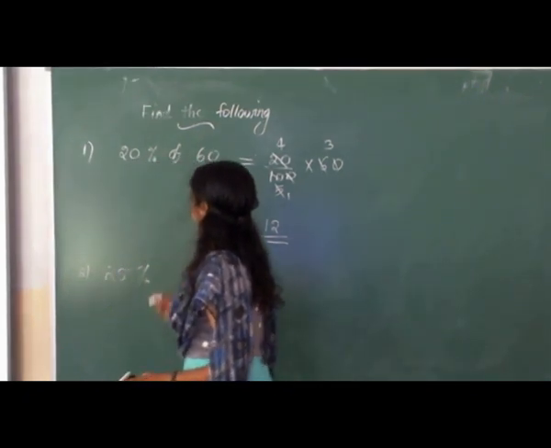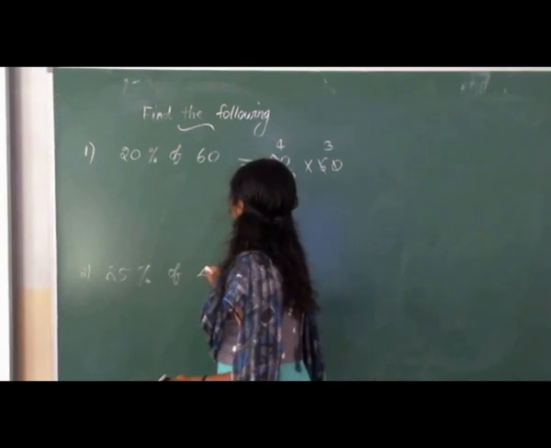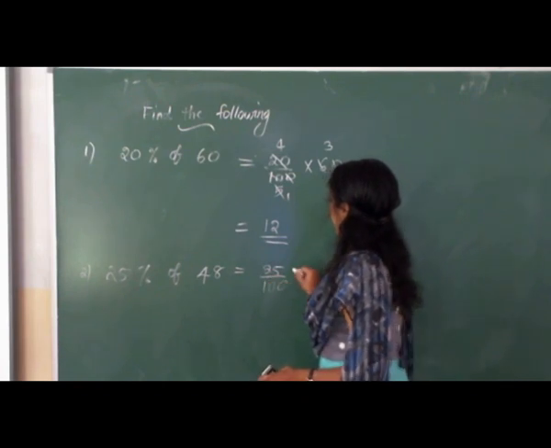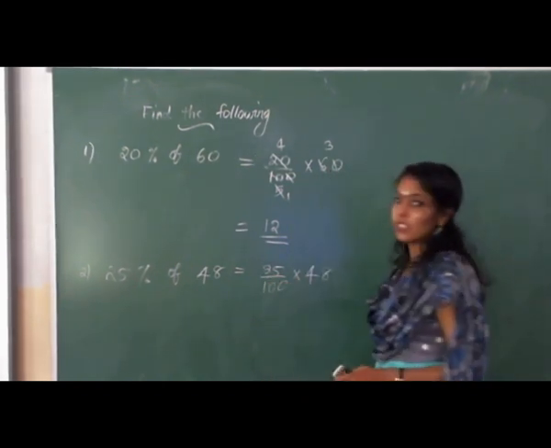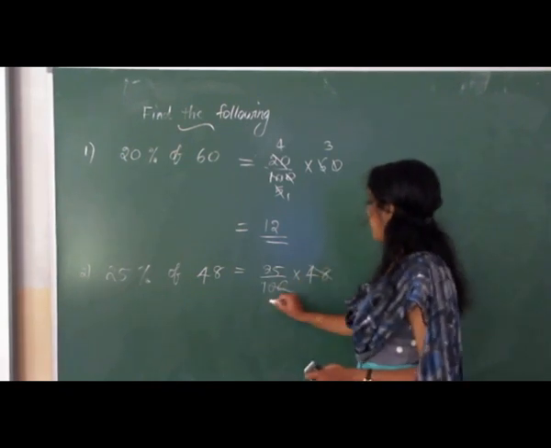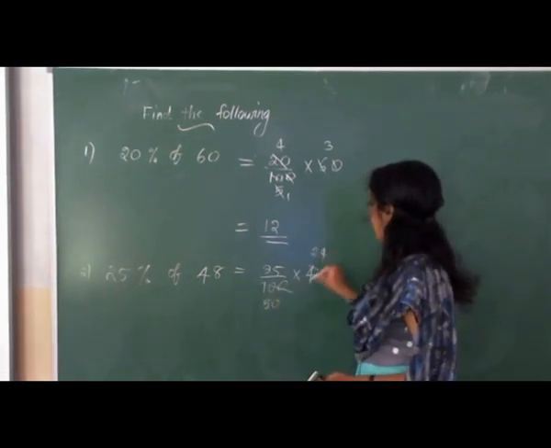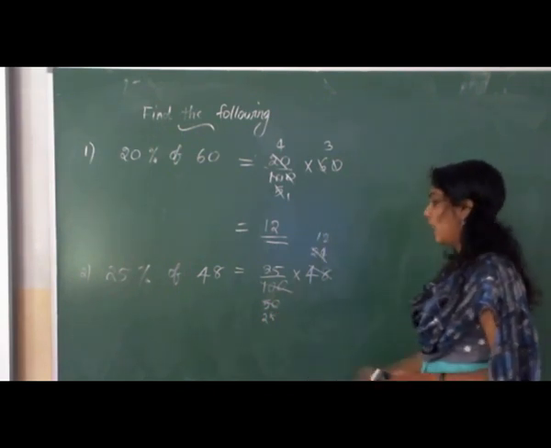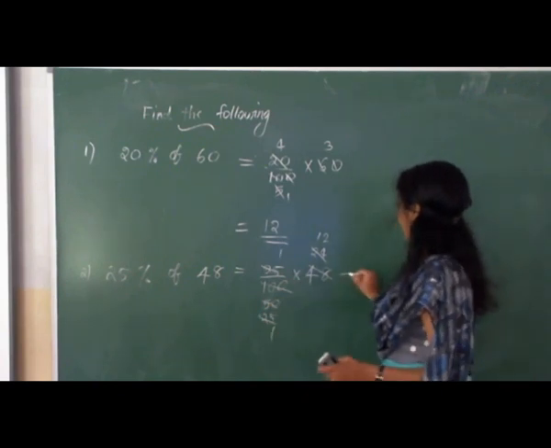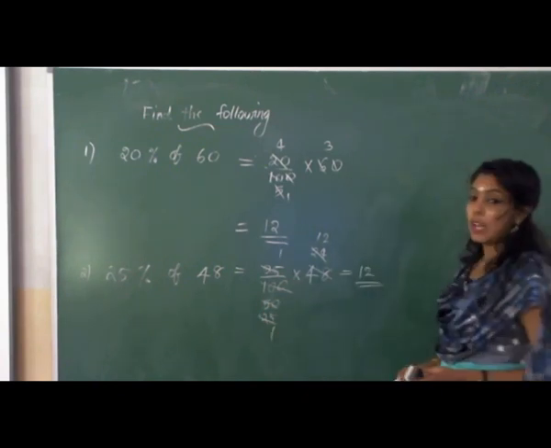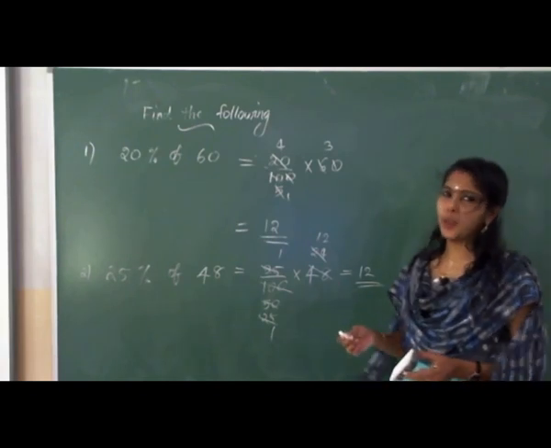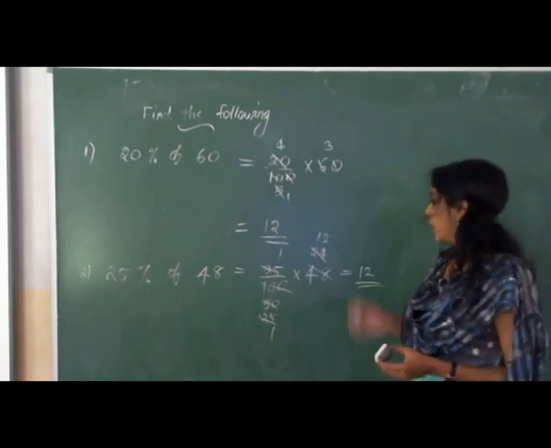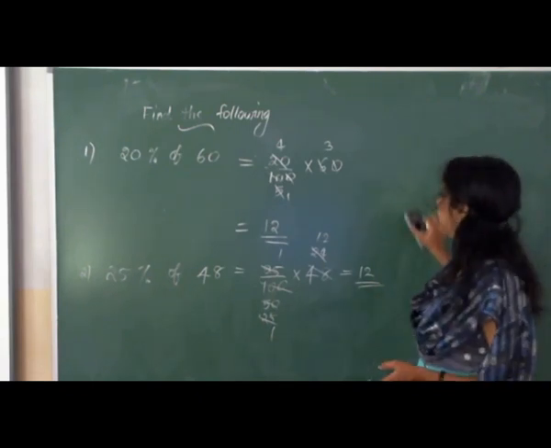25% of 48 is equal to 25 by 100 into 48, isn't it? Then 2's table, here 50, here 24, here 25, here 12. Again, is it possible? 25 and 25. So, what's the final answer? 12. I won't explain the cutting method again because you know how to find the answer using the cutting method. You can do it. Next question.